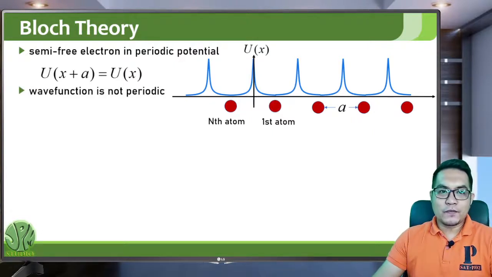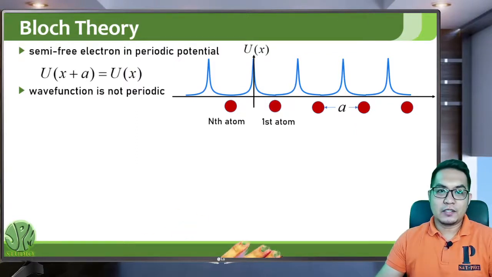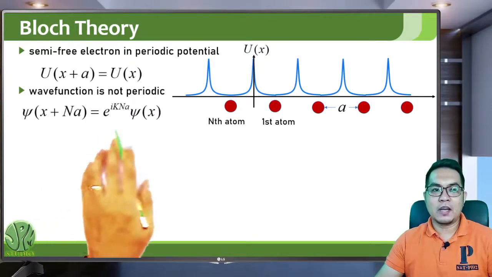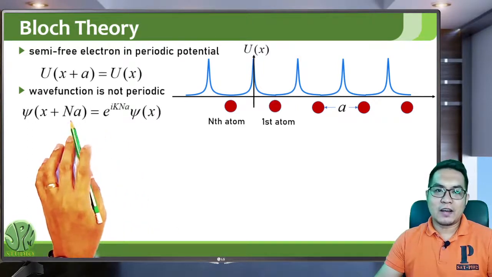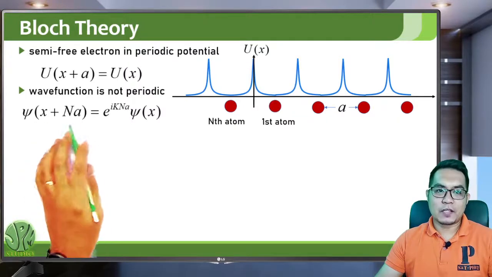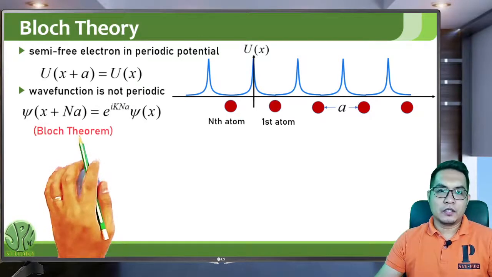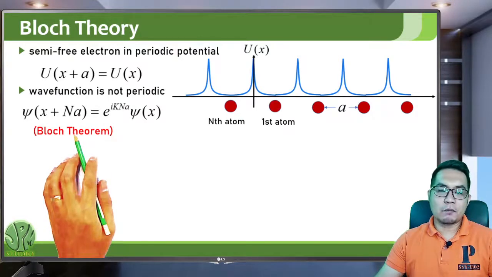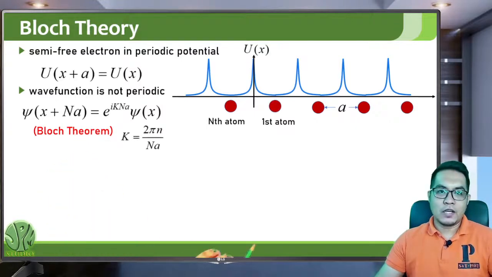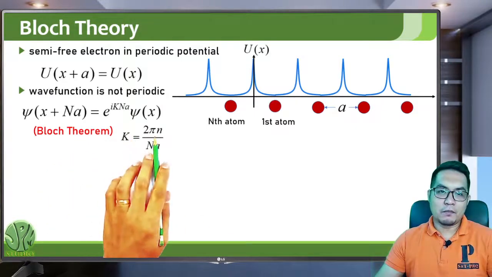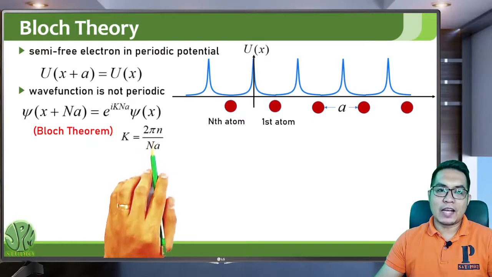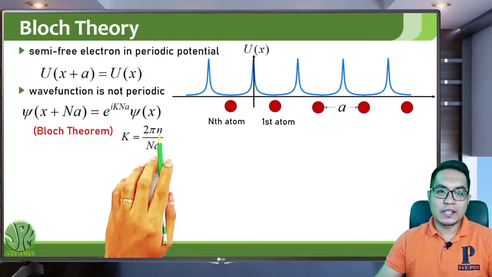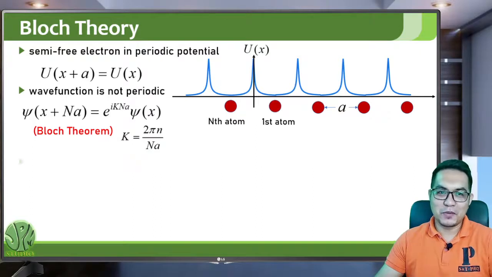So the wave function is not periodic, even though the potential energy is periodic. The wave function is not periodic. So this is the wave function at the nth atom, or the nth location, x plus Na. And we usually call this the Bloch theorem, where k here is just a number. It's 2 pi n over Na. N, again, capital N is the total number of atoms. And little n is just an integer here. So don't be confused with the two n's.